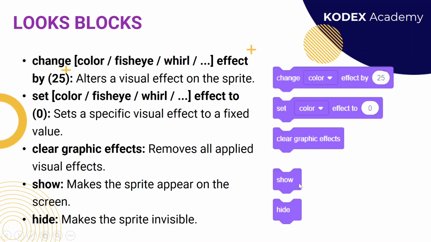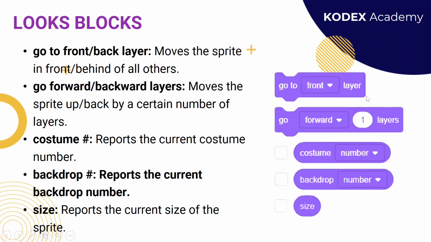Next one, show and hide. It means in between the game you want to show your next sprite or you want to hide your sprite, so you can use these blocks which help to show and hide your sprite. Now the next ones are the last blocks which belong to the look category.